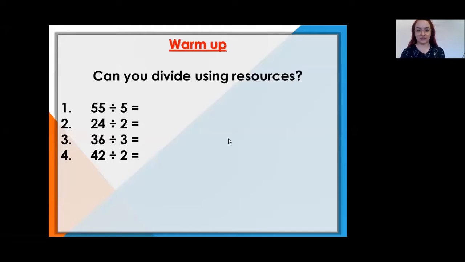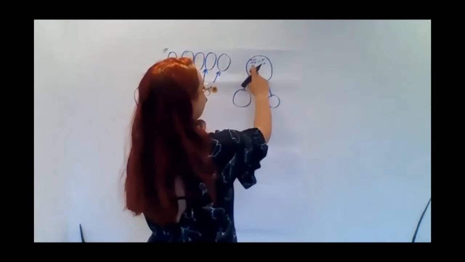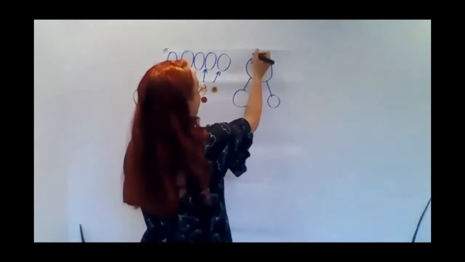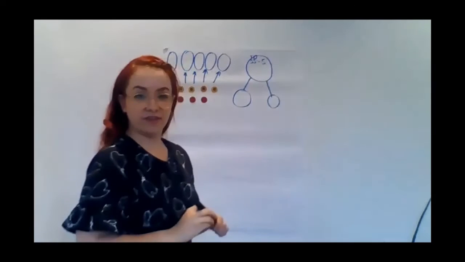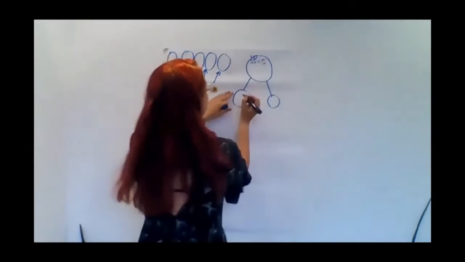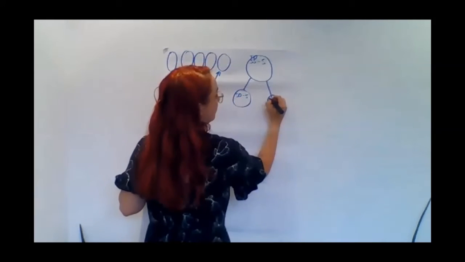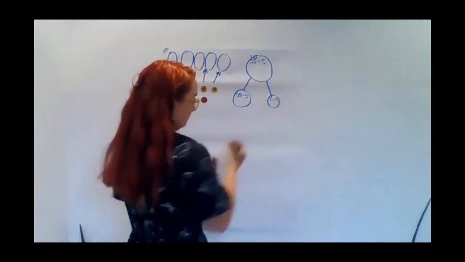So the first question says 55 divided by 5. So I'm just going to use the resources just like we did yesterday, or you can use the part whole model as well to solve this one. So already drawn out, we've got 55 divided by 5. So I'm going to partition it for this one. So we've got 5 tens and 5 ones. We've got 5 tens as 50 divided by 5, and then 5 ones as 5 divided by 5.